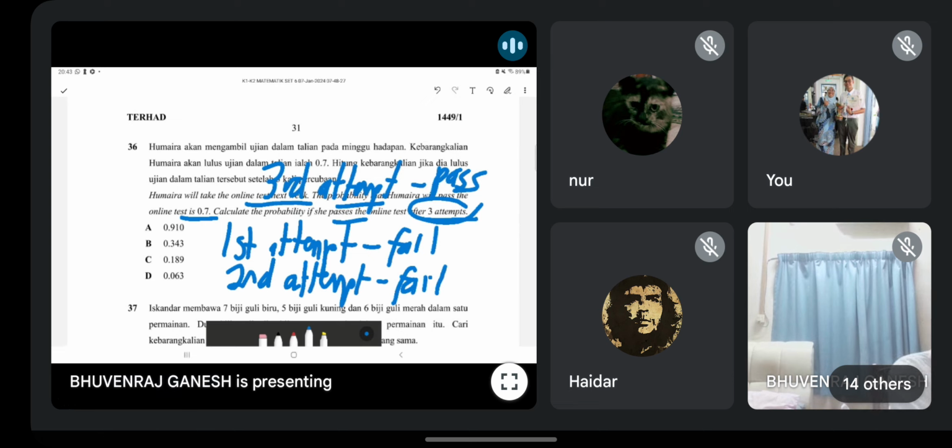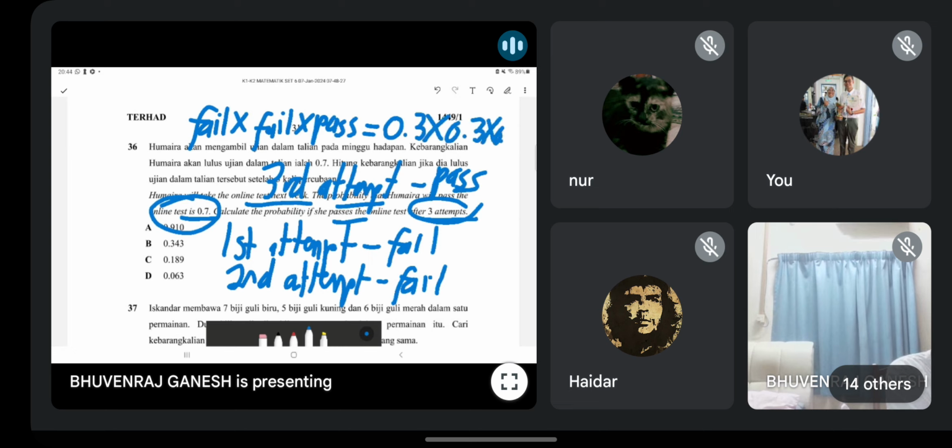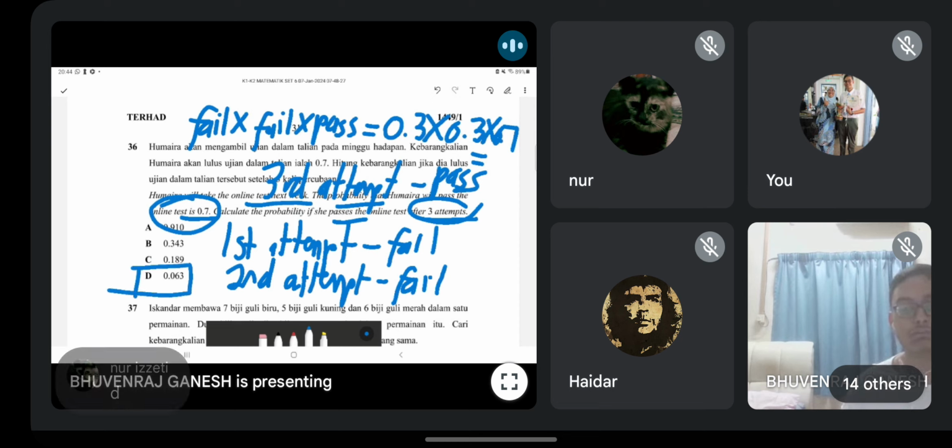So, how to find probability? Fail times fail times pass. That's all. Itu saja. So, fail, what is the probability? Pass is 0.7. Lulus 0.7. Maksudnya gagal 0.3 lah. Gagal 0.3, lulus 0.7. So, final answer: 0.3 times 0.3 times 0.7 is 0.063. Yes. Boleh faham sekarang, Izzati?